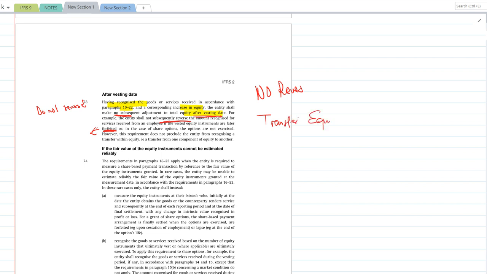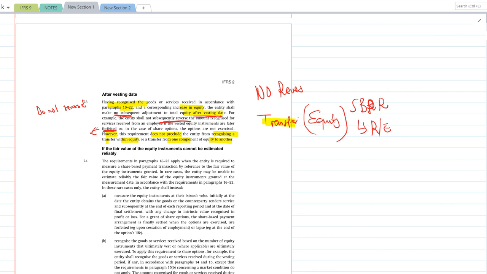So it means this is within equity. From share-based payment reserve, obviously because you are doing the reserve, to retained earnings. That's what you have to do. And that is the last statement here. They say, however, this requirement does not preclude the entity from recognizing a transfer within equity. That is a transfer from one component to another. So that is your transfer. You can do a transfer.